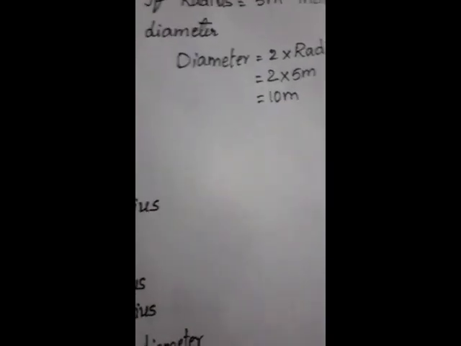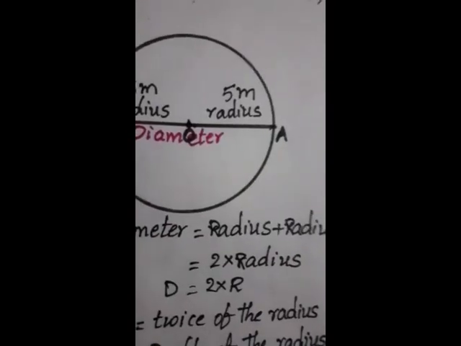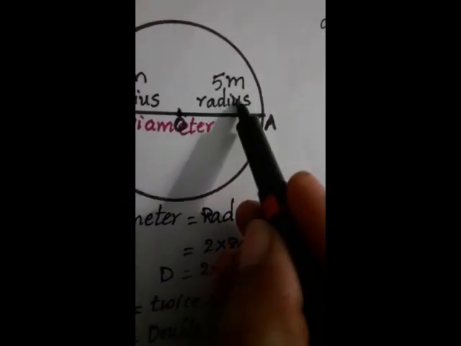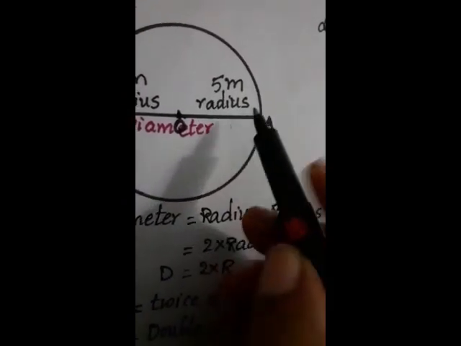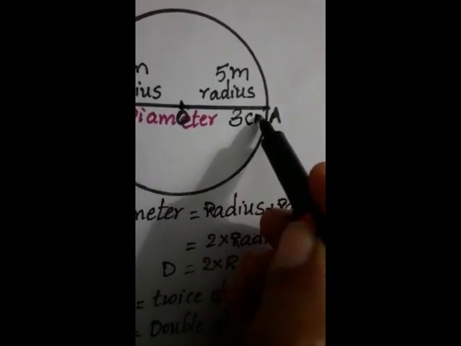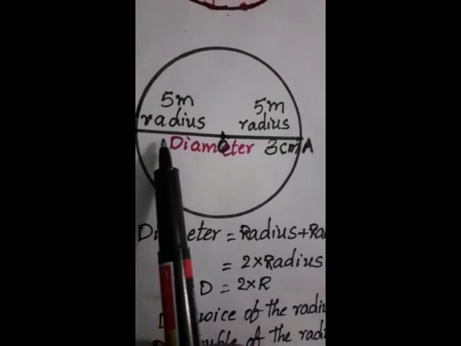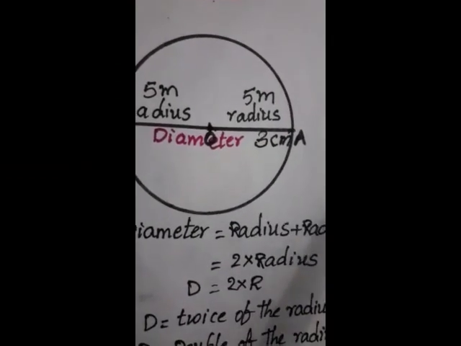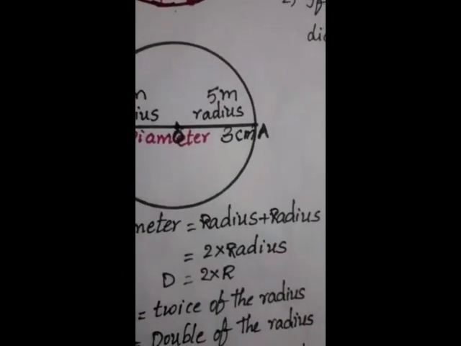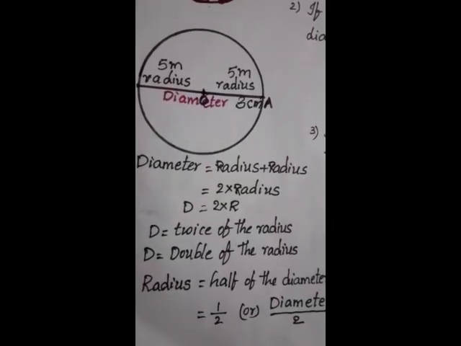For example, if radius is equal to 3 centimeters, how much is the radius? 3. Here the radius is 3 centimeters, then this is also 3 centimeters. Then the diameter is how much? Yes, 3 plus 3, 6 centimeters. Very good. The diagram model you can also do very easily.